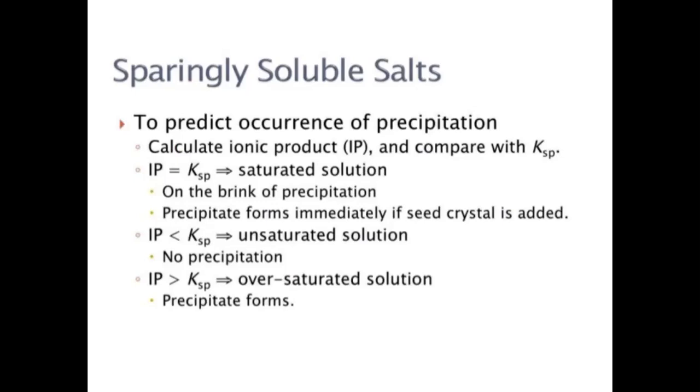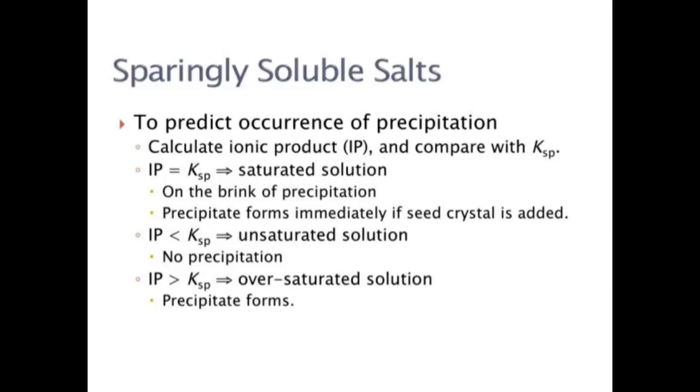Sometimes we mix two salts, students. So sometimes precipitation occurs, sometimes it does not. Why is it so? Because of a basic concept that is called ionic product, right? The solubility and the precipitation of any salt depend upon the ionic product as well as the solubility product, right? If we talk about the ionic product and the solubility product of a salt, and they are equal to each other, that solution is known as a saturated solution, right? And the precipitation forms immediately if a seed crystal is added.